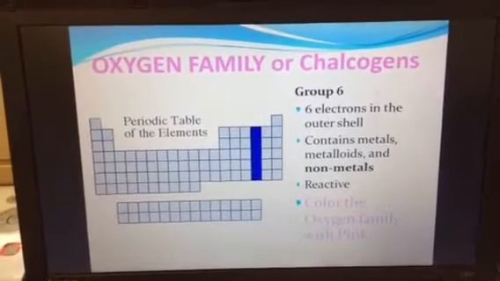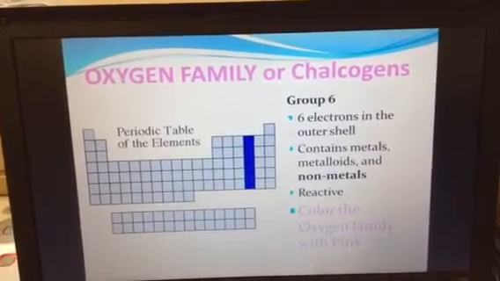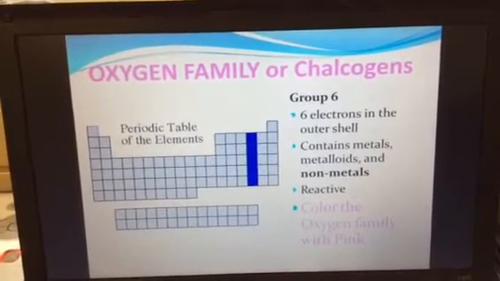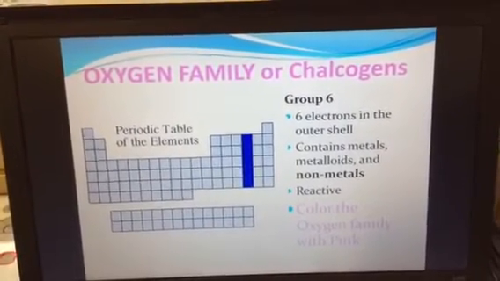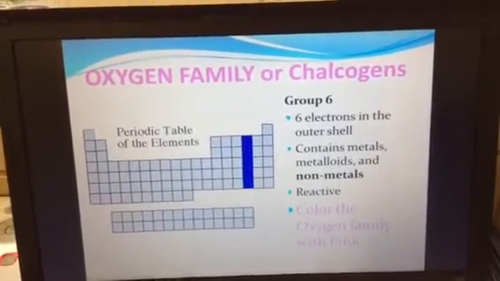Your next group is the oxygen family with the chalcogens. This is group 6. Since it is group 6, there are 6 electrons in the outer shell. You will color the oxygen family pink.